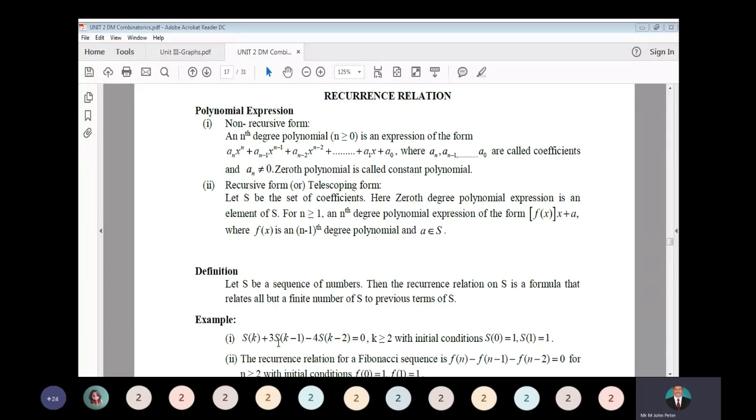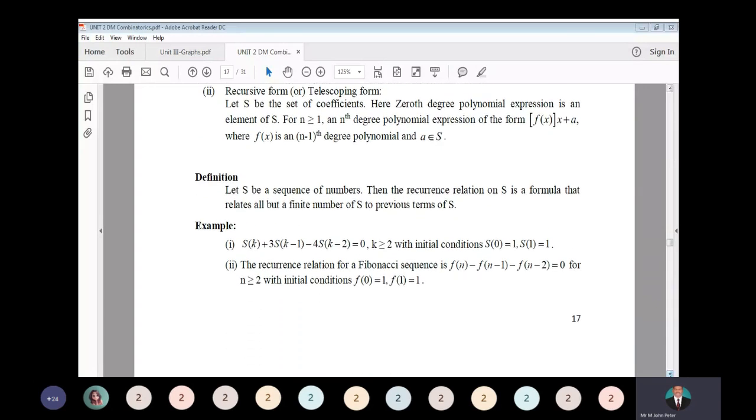Recursive form, or telescopic form. Let S be the set of coefficients. Here a 0th degree polynomial expression is an element of S. For n greater than or equal to 1, an nth degree polynomial expression is of the form f(x) times x plus a, where f(x) is an (n-1)th degree polynomial and a belongs to S.